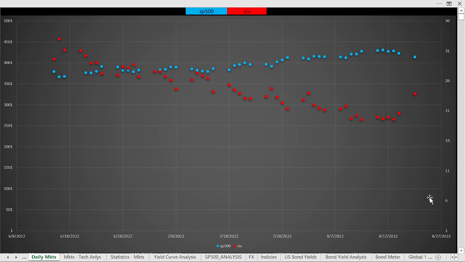Welcome back. We can take another look at the equity and fixed income markets today. Yesterday we had a pretty big sell-off to the downside. It looks like the weakness is continuing to some extent today.